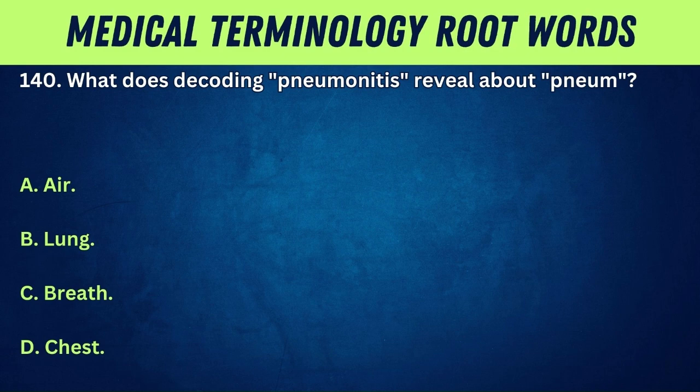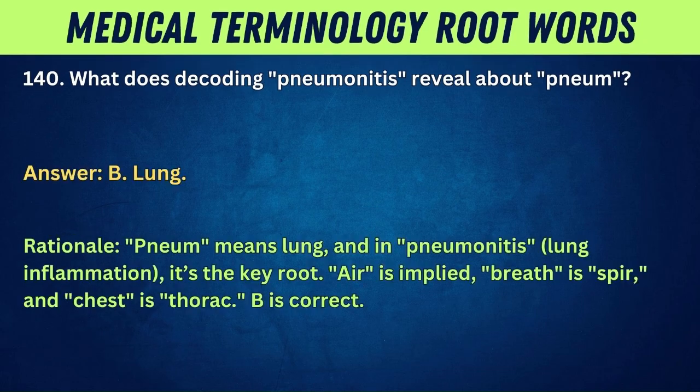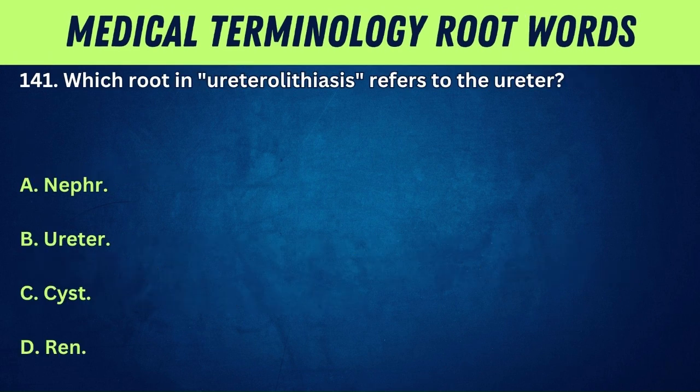140. What does decoding pneumonitis reveal about pneum? A. Air. B. Lung. C. Breath. D. Chest. Answer: B. Lung. Rationale: Pneum means lung, and in pneumonitis, lung inflammation. It's the key root. Air is implied, breath is spir, and chest is thorax. B is correct.